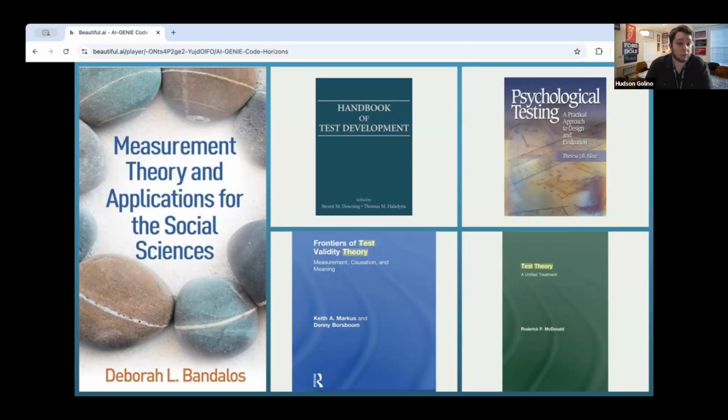Maybe one of the most well-known is the book by Deborah Bandalos, Measurement Theory and Applications for the Social Sciences. She has a very interesting chapter explaining the steps of scale development. There is also the Handbook of Test Development with several summaries and guidelines. We have Psychological Testing by Theresa Kline. In terms of validity theory, we have Keith Markus and Denny Borsboom's Frontiers of Test Validity Theory, and of course, Rod McDonald's Test Theory book, and so on. So the literature in this field is just huge and historical.